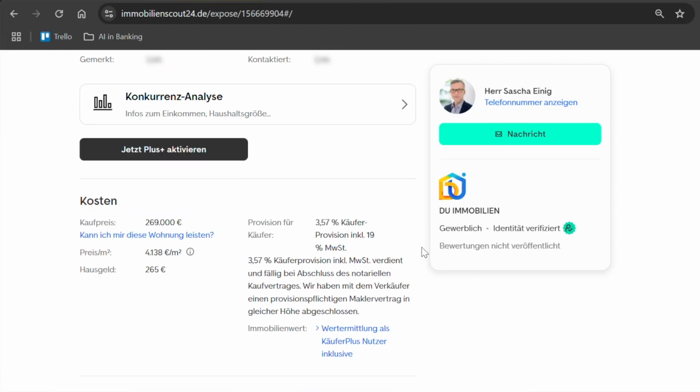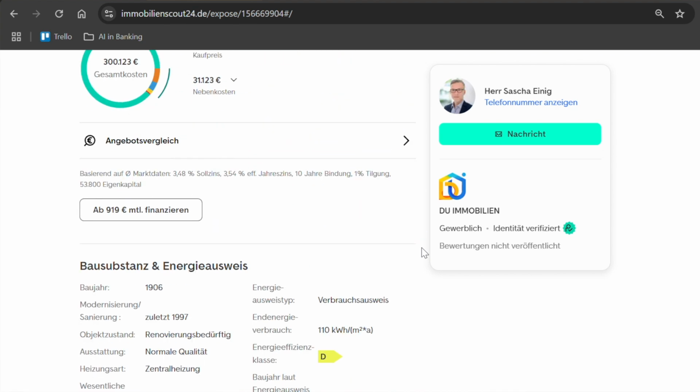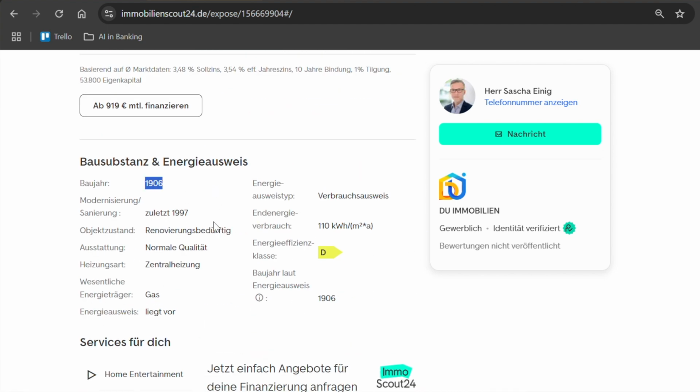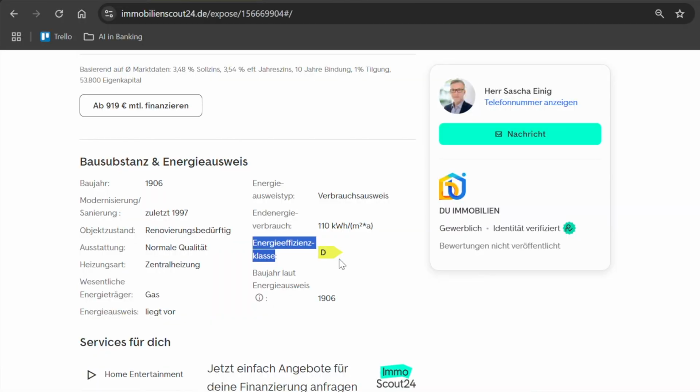But now let's further really quickly have a look at the other data which is being shown. So this one was built in 1906. It was modernized in 1997, so that's a good sign. And the energy efficiency class is also something I'm looking for. This one is D, so the energy efficiency levels go from A to H, and I would definitely invest in a property with an energy efficiency class of D, so that's not an issue here.